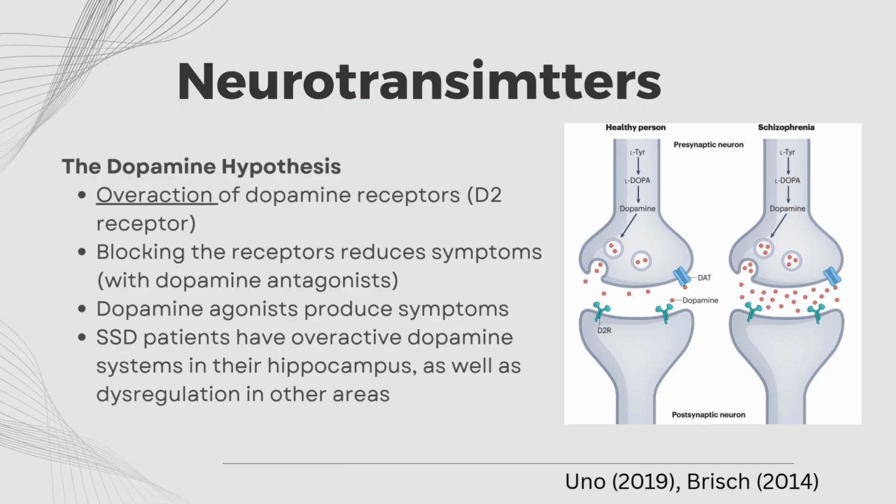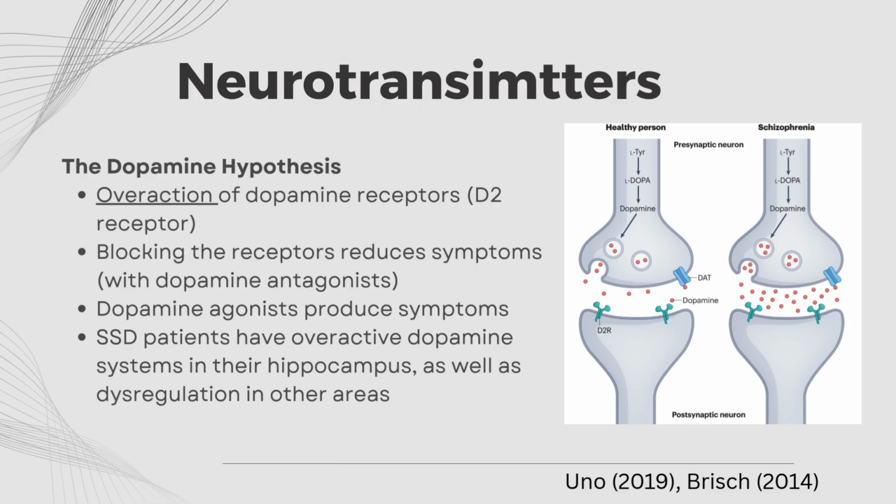Lastly, we'll be looking at the neurotransmitters involved in schizophrenia. Firstly, the dopamine hypothesis is one of the big hypotheses in schizophrenia. They think that the overaction of dopamine receptors, specifically the D2 dopamine receptor, leads to an expression of symptoms of schizophrenia. They found that blocking the receptors with dopamine antagonists reduces symptoms.